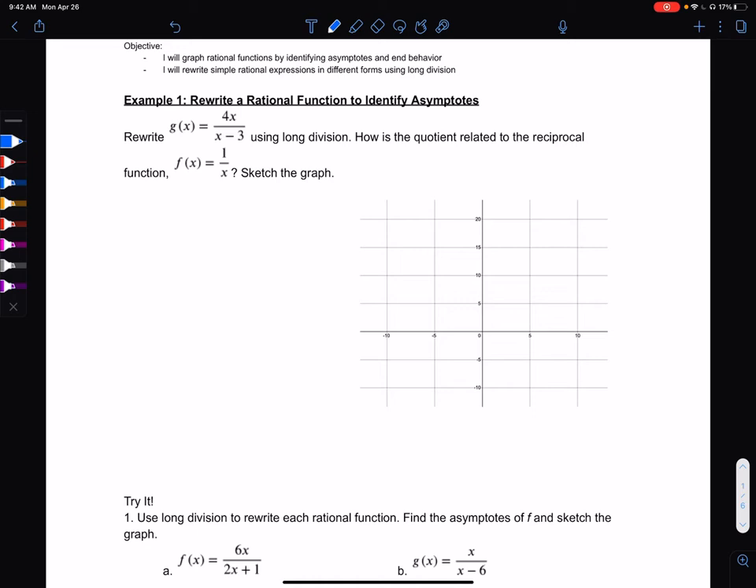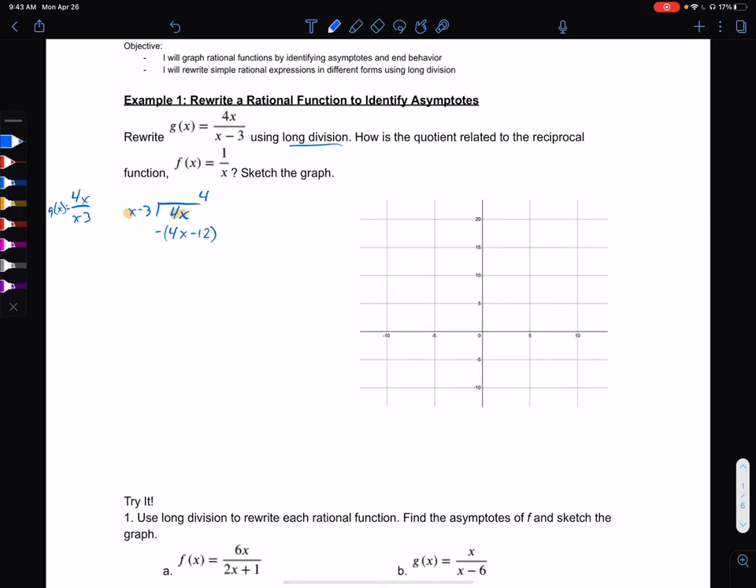All right, so the first thing we want to do is use long division. So we're going to take our function of 4x over x minus 3, and write that as x minus 3 divided into 4x. The first thing we want to do here, remember, is divide x into 4x. So x into 4x would be 4. I'm going to write that up here. And then we do 4 times x minus 3. So that would be 4x, and then 4 times negative 3 is minus 12.